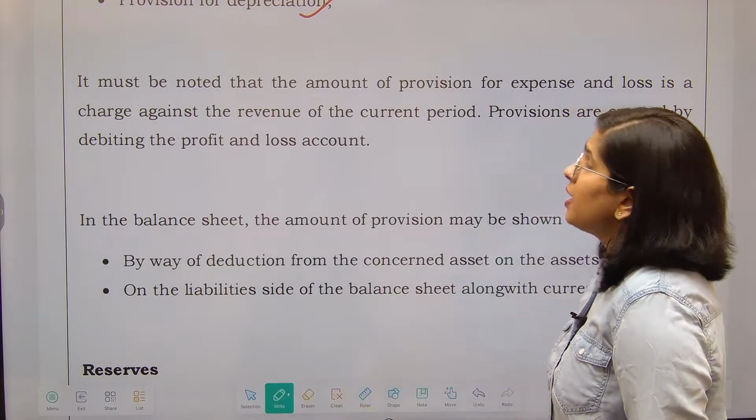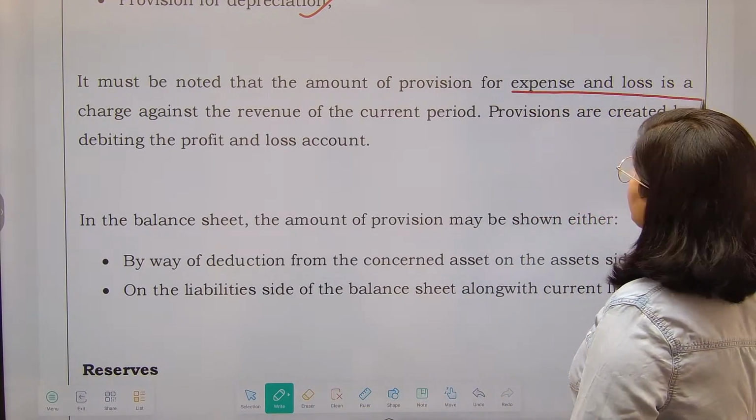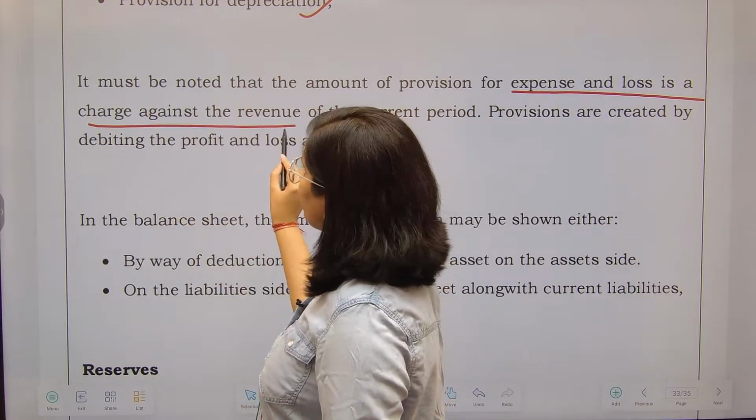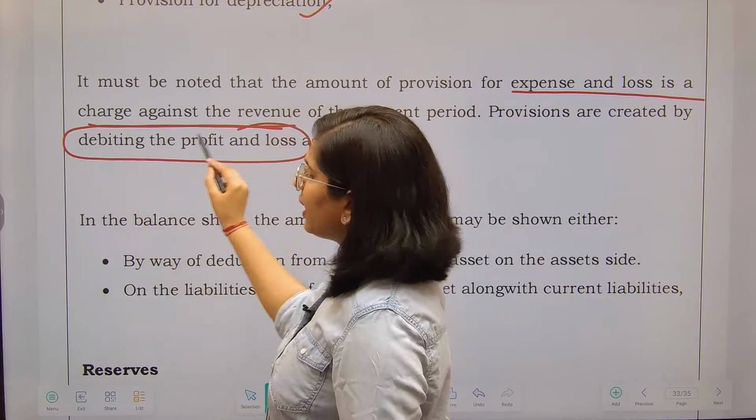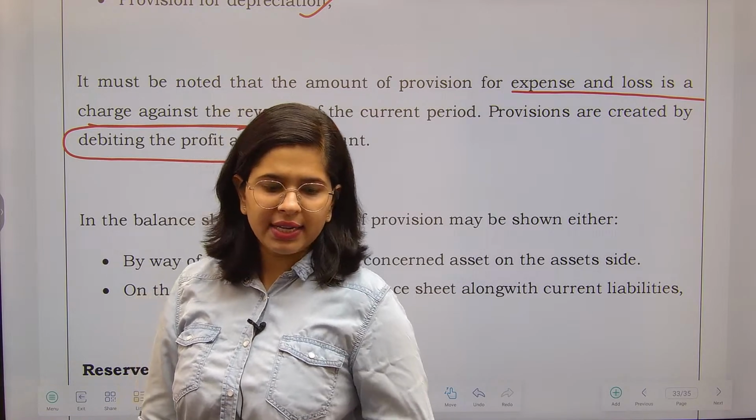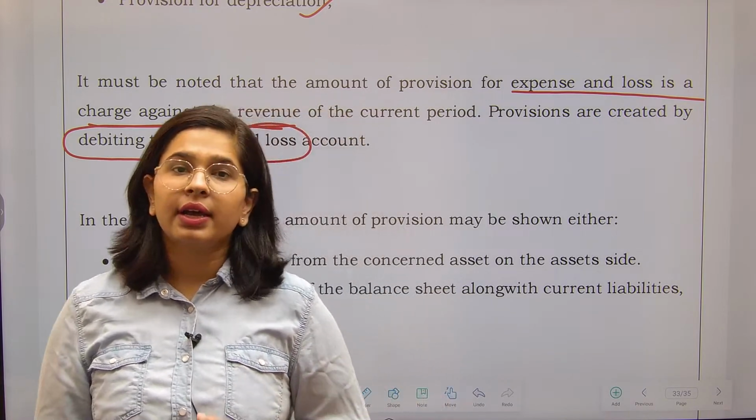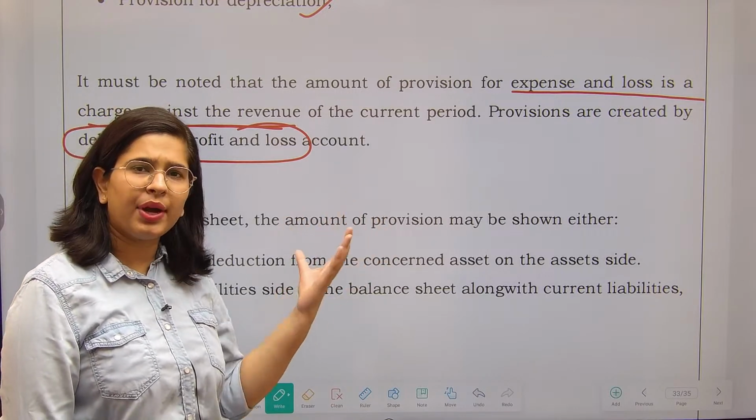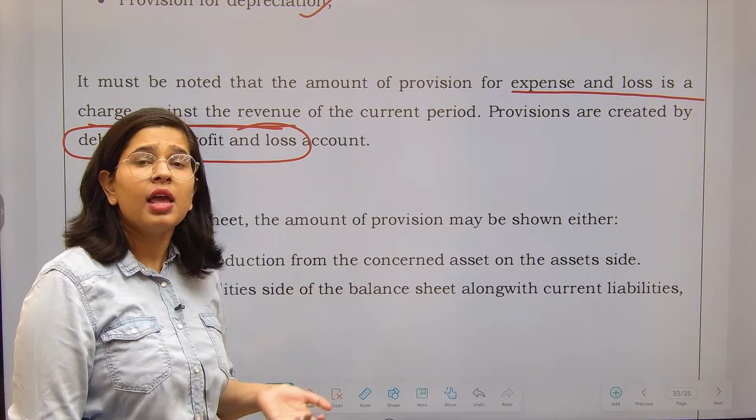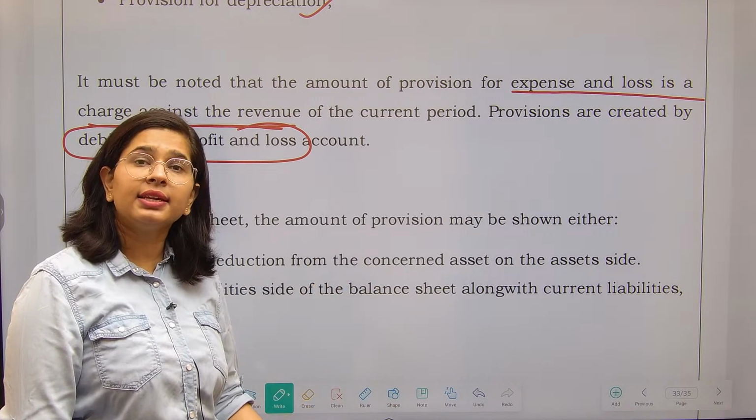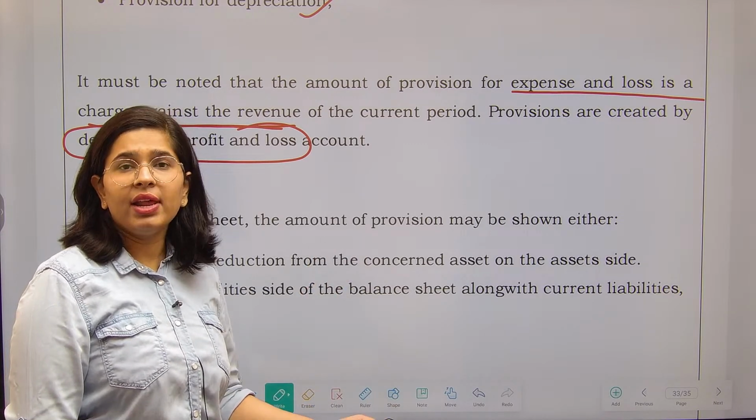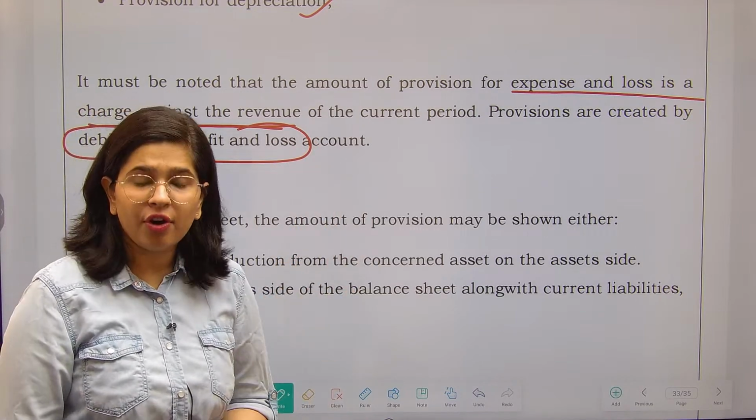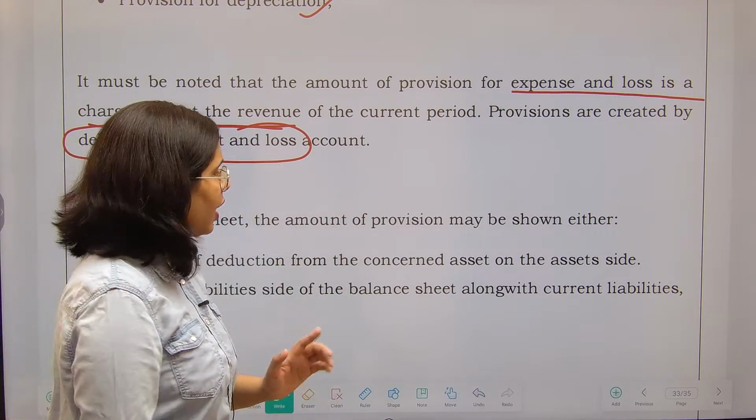Next is that the amount of provision is a charge against the revenue. Charge against the revenue means we debit it to the profit and loss account. So that also has to be remembered, correct? But why am I focusing so much on the charge and debit to P&L, etc.? Because a little later we will see reserves, right? So when we will be reading reserves, all these will occur as a point of difference.